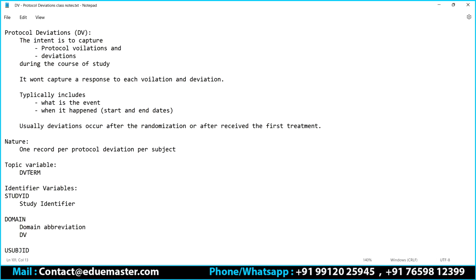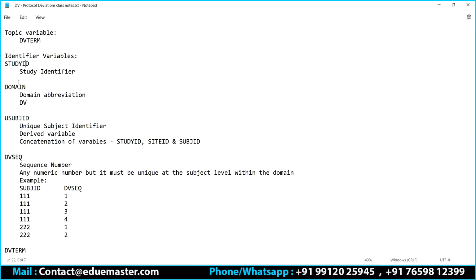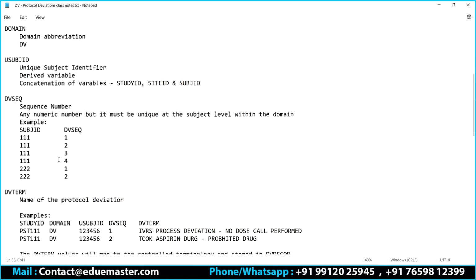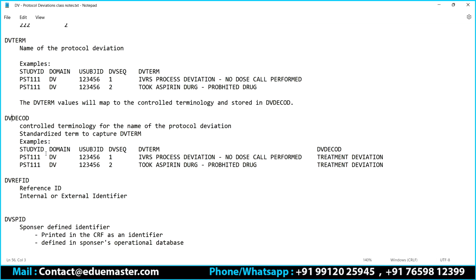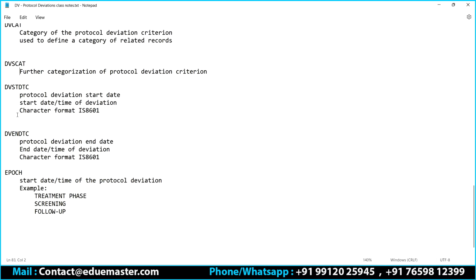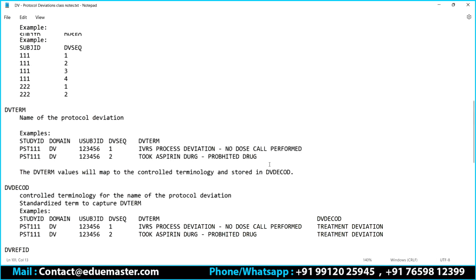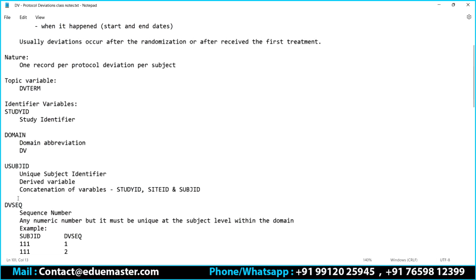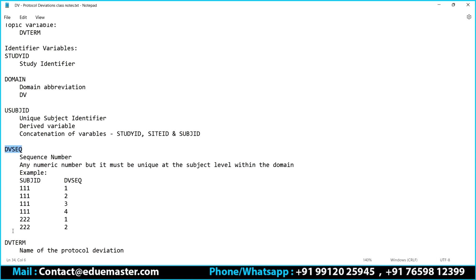Done. So how many variables do we have here? 1, 2, 3, 4, 5, 6, 7, 8, 9, 10, 11, 12, 13. Just 13 variables in the domain. Very small domain. DVSEQ. Sequence, here we talked about.